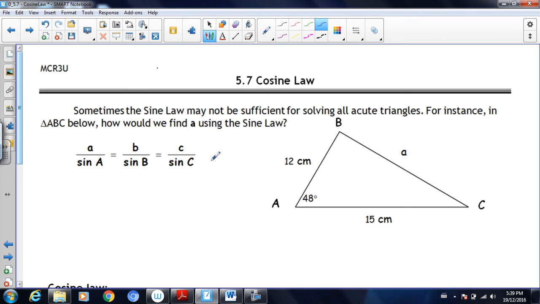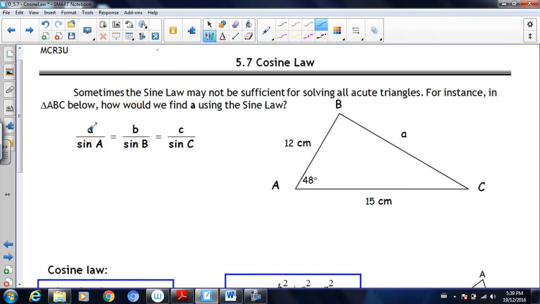Now, 5.7, the cosine law. Okay, sometimes the sine law may not be sufficient for solving all acute triangles. Okay, for instance, in triangle ABC below, how would you find side A, which is right here, using the sine law? Well, according to the sine law, remember the ratios, you need a side angle pair.